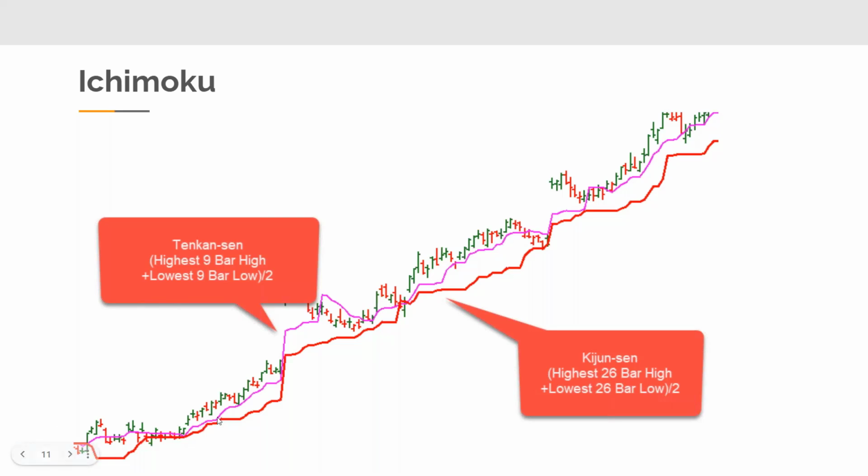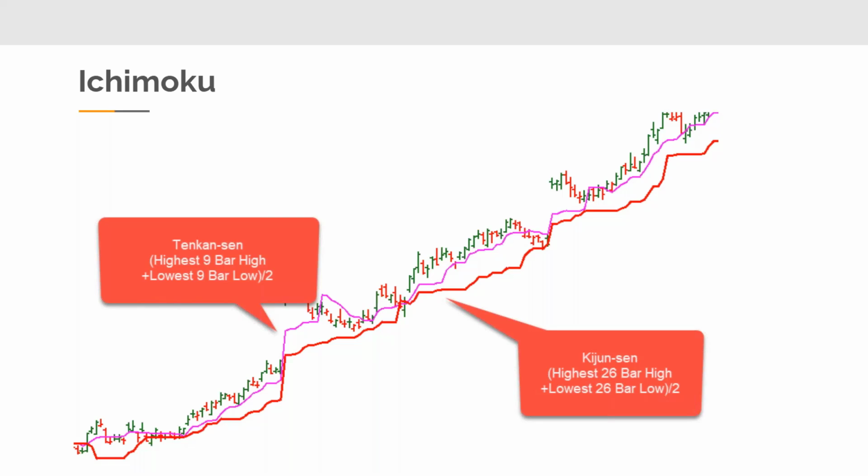If our Tenkan-sen, the pink line here, is above our Kijun-sen, that's an indication that your stock is bullish, just like if you had a shorter term moving average and a longer term moving average. Also, the secondary buy signal for Ichimoku is generated because of the Tenkan-sen and the Kijun-sen. So when the Tenkan-sen crosses up above the Kijun-sen, that would be a secondary buy signal, not a primary buy signal. That has to do with the price movement in the cloud, and we'll talk about it later. But these are two primary uses for the Tenkan-sen and the Kijun-sen.